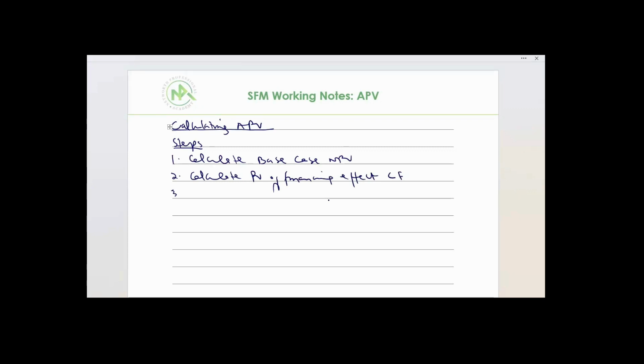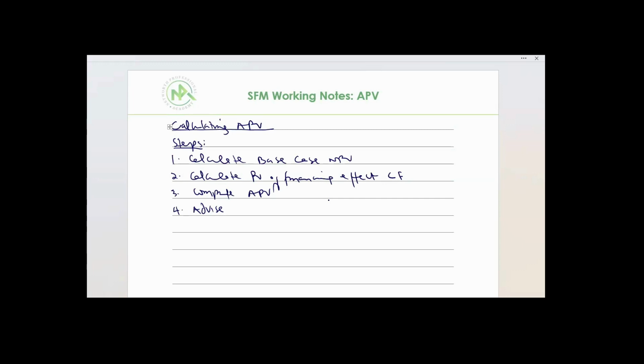Step 3, compute adjusted present value. Step 4, advice. So these are the 4 procedures that you are going to carry out whenever you want to calculate adjusted present value.